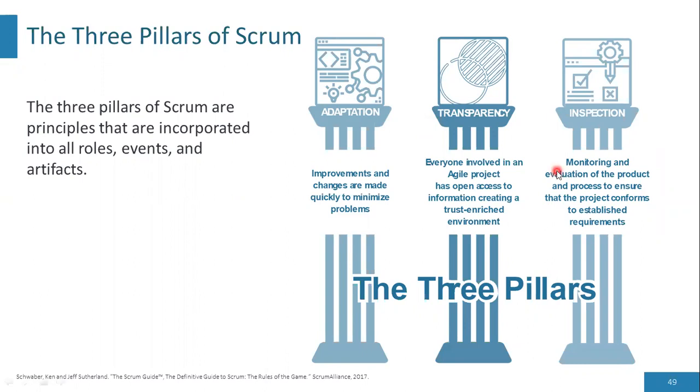Then we have the next one, which is inspection. Monitoring and evaluation of the product and process to ensure that the project conforms to established requirements. Inspection refers to review and inspection. It goes hand in hand with transparency. All the transparent and visible artifacts, events, and role activities need to be reviewed and inspected and understood.